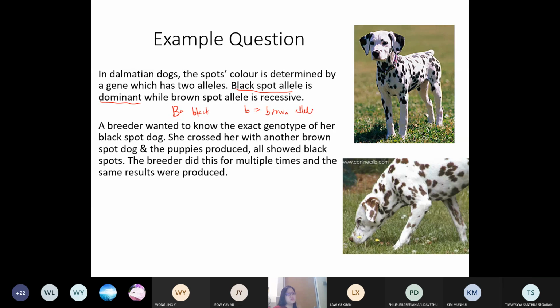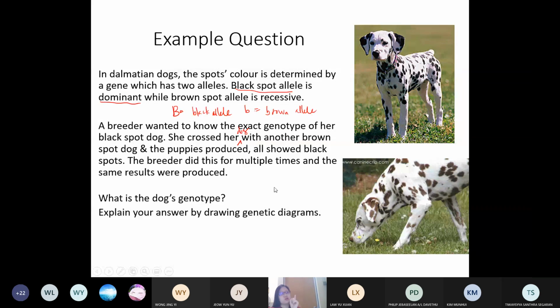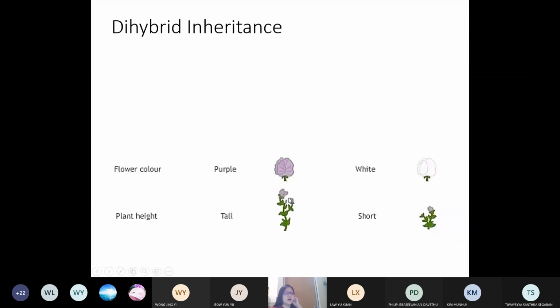You can write allele. Right? So she crossed her dog with another brown dog, and puppies are produced and showed all black spots, and the same results were produced. So what is the dog's genotype? With this information, you should already be able to predict. Don't tell me the answer, because you are going to draw a genetic diagram to show it, and we are drawing it together. Actually.